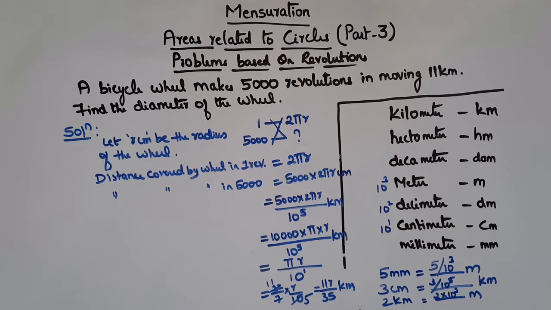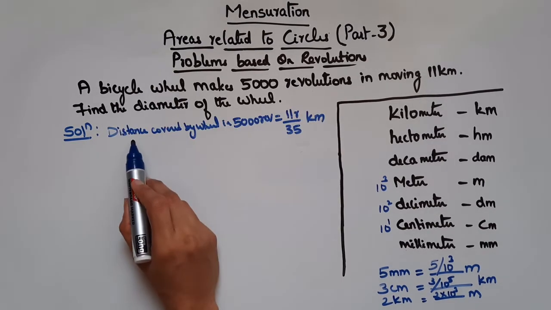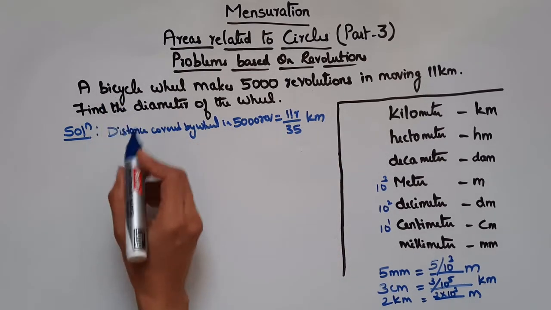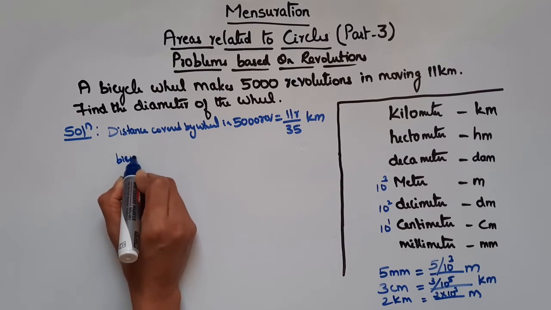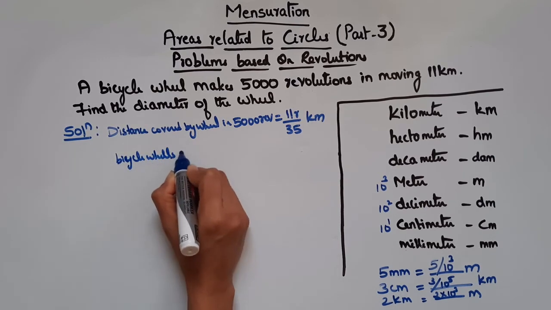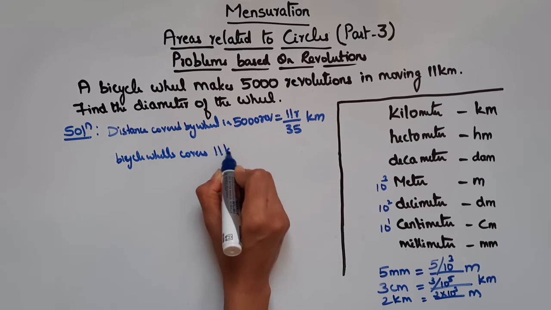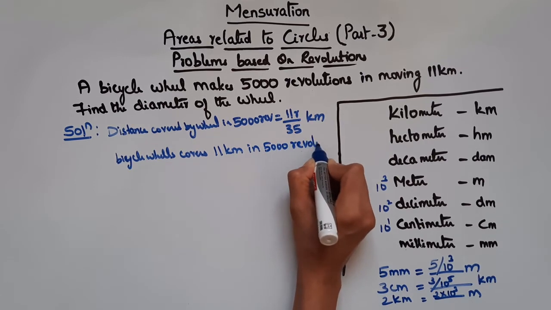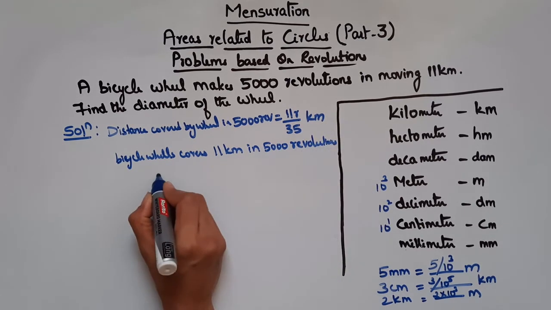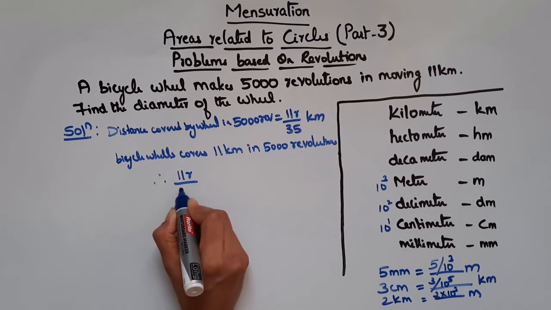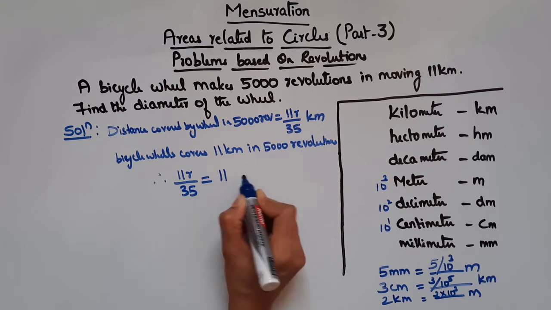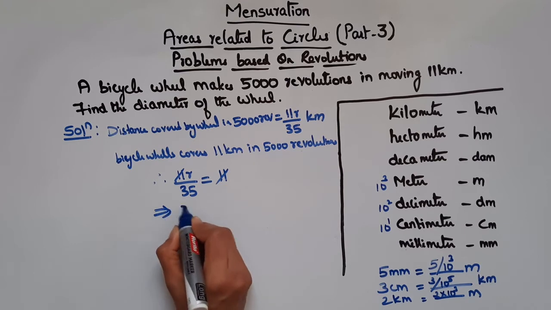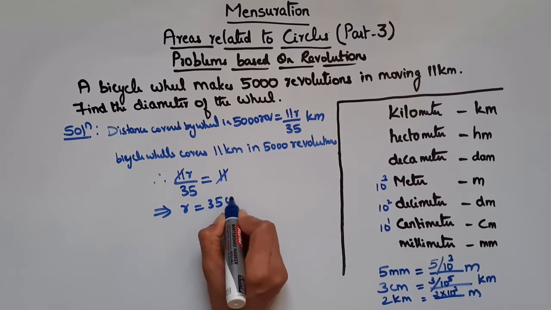We will continue this, but before that pause the video and note this down. So now we have distance covered by wheel in 5000 revolution is 11r by 35 kilometers. It is given that bicycle wheel covers 11 kilometer in 5000 revolutions. So therefore we can write 11r by 35 is equal to 11 kilometers. So here 11 and 11 is gone. So this implies r is equal to 35 centimeter.